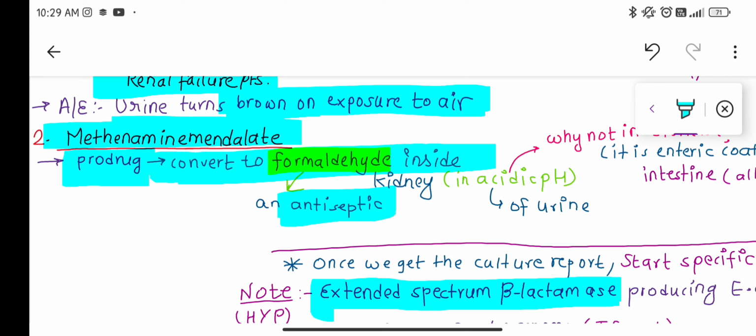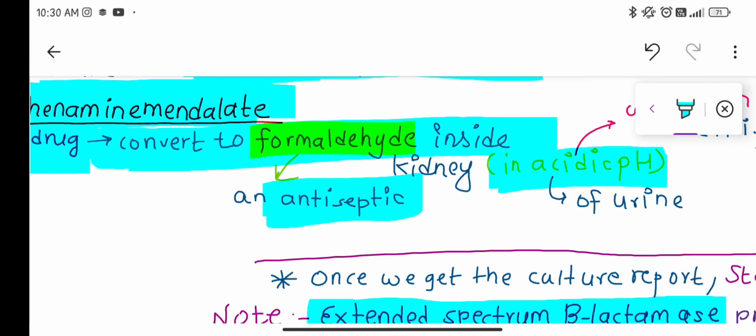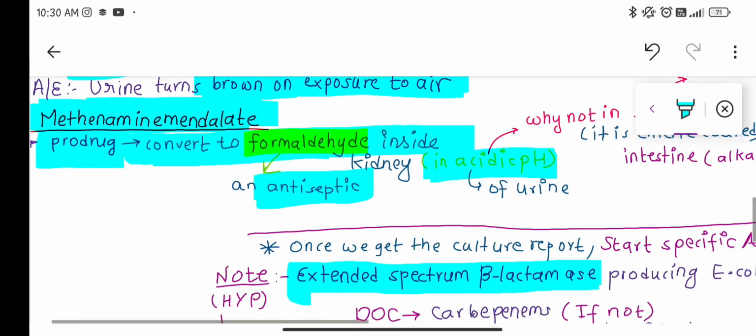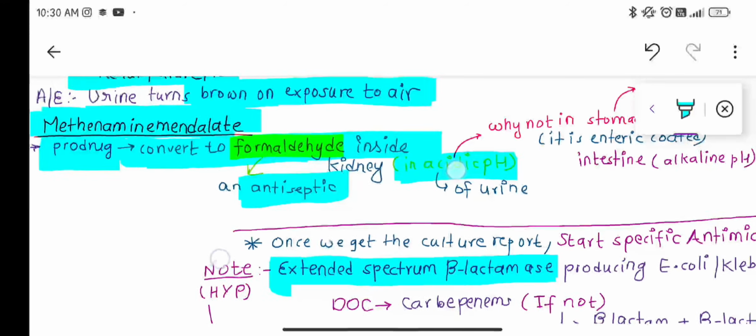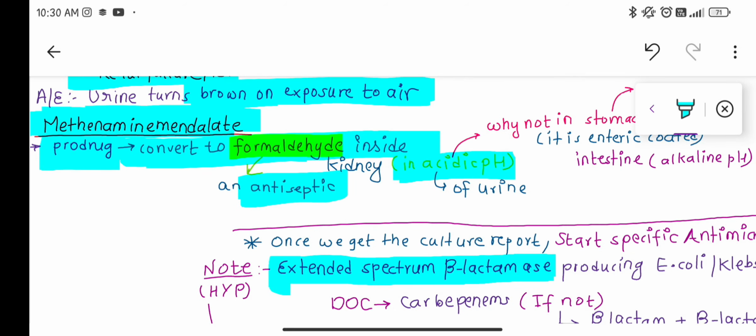So this formaldehyde is taken inside our body in the form of methenamine mandelate. It is a prodrug, and this drug gets converted into formaldehyde only at acidic pH. Inside the stomach there is acidic pH, but this methenamine mandelate won't get converted into formaldehyde in the stomach, because it is an enteric coated tablet, so it won't get converted inside the stomach.